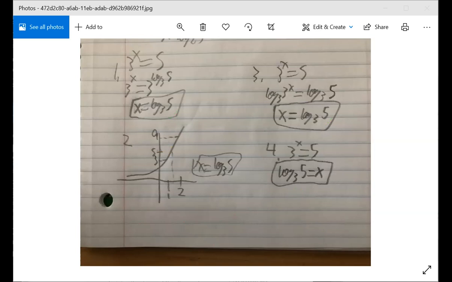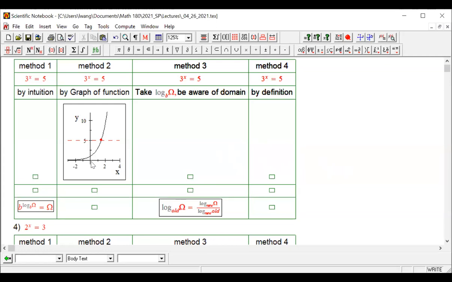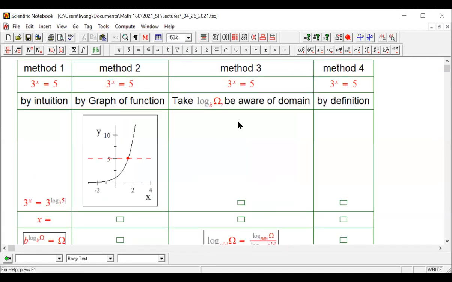Okay, I'm going to put this away. We're going back here, and we're going to put the answers. I'm going to put some more words on the second method. And of course here we get x equals, you basically write it as 3 to the power of x equals 3 raised to the power of log base 3 of 5. That is, let's put it, 150%.